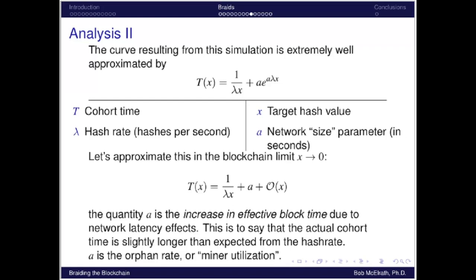And so given this equation, we can take the blockchain limit and the limit that x goes to 0. So this is a very difficult network, so very small hash values. And what we have is 1 over lambda x plus a. So what we see is that a is the increase in the effective block time due to network latency effects. That is to say, the actual cohort time is slightly longer than expected from the hash rate. And a here are your orphans. So your block time is slightly longer than expected. Other authors have called this miner utilization. Same concept.